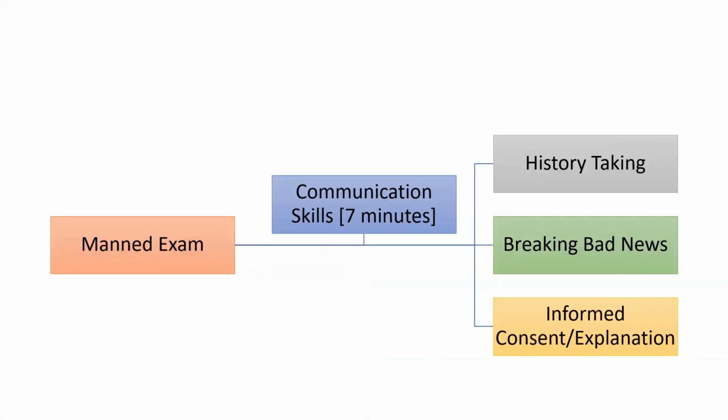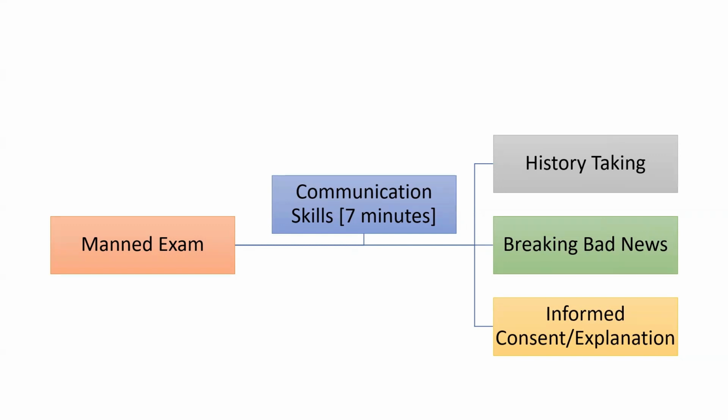In terms of communication skills, you can either encounter history taking, where you'll be asked to obtain history from a patient, or you can get a breaking bad news station where you'll be asked to explain a bad news to the patient, or you can be asked to obtain informed consent for a surgical procedure, or you can be asked to give an explanation regarding a particular disease. Now, it is very important to remember that you cannot know in advance what you are going to get. You don't know if you are going to get a history taking station or a breaking bad news station or an informed consent station or a giving explanation station.